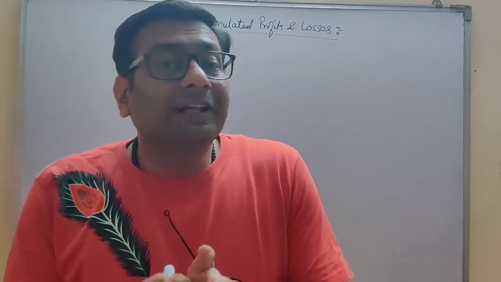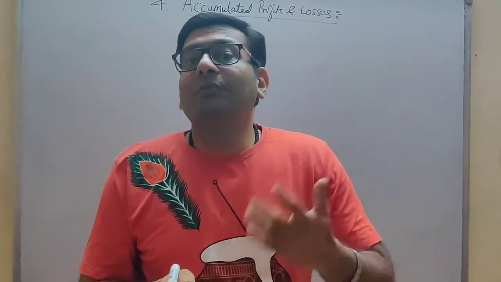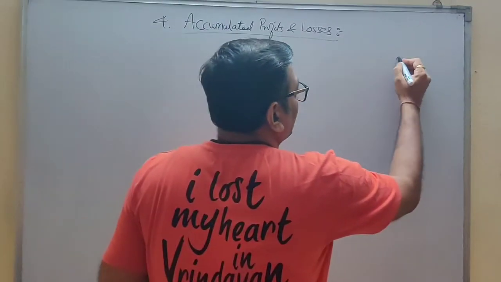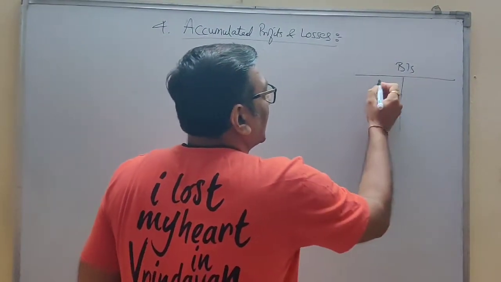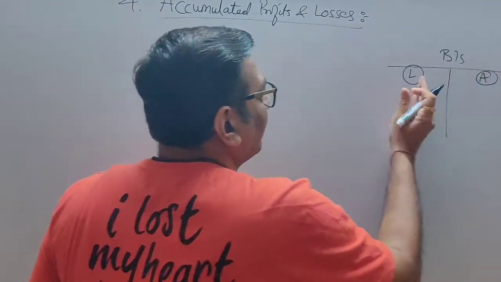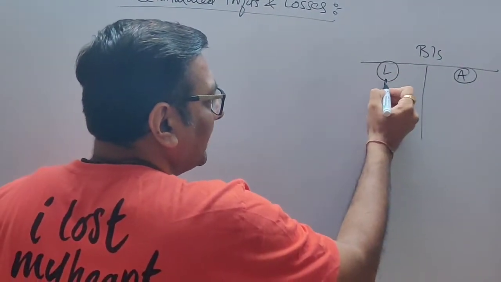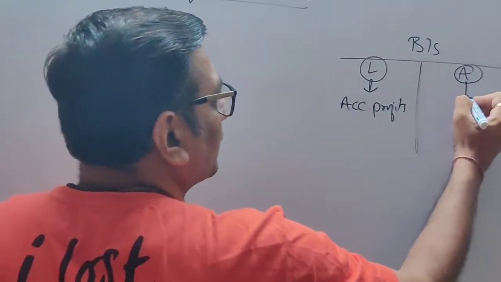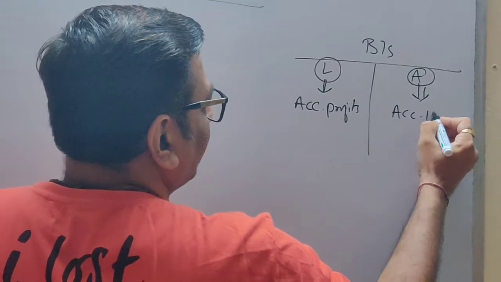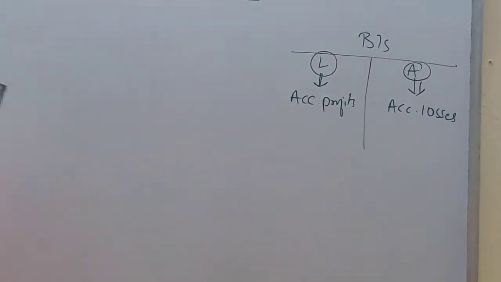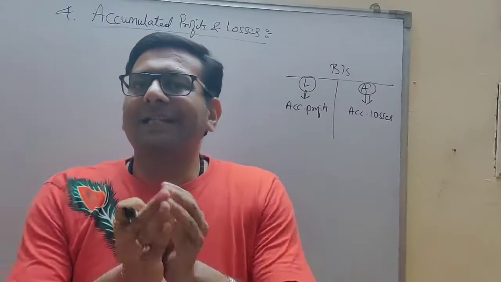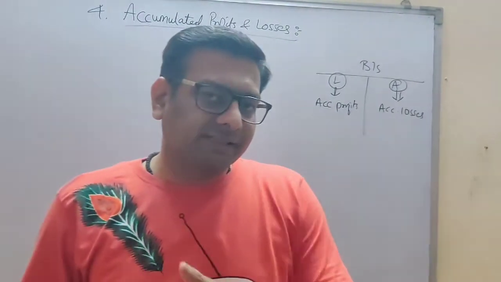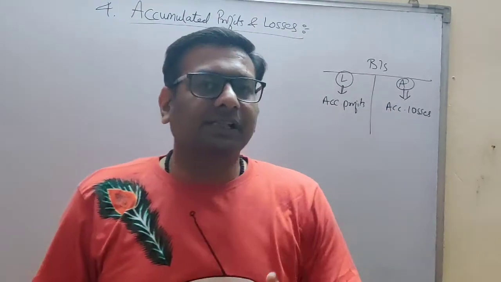Now where we record this, like when you see the question, where you will find this accumulated profit given to you. In the question of this topic, they give you a balance sheet, and balance sheet, as you know, has liability side and asset side. On the liability side you will find accumulated profits given to you, and on the asset side you will find accumulated losses. So the very first thing that you should be clear of is that on the liability side you will find profits, and on the asset side you will see the losses.